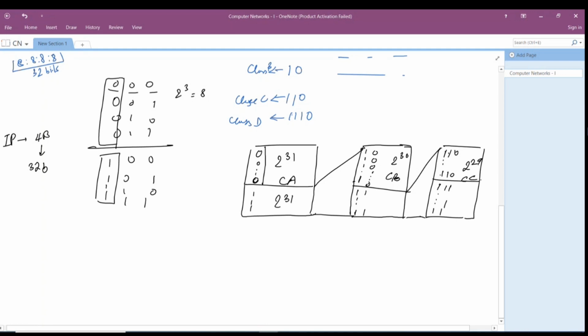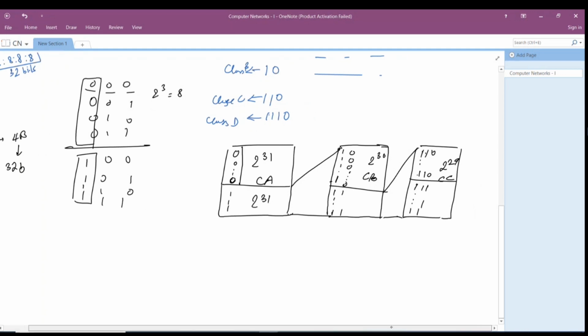And again, you can divide this into class D. So it will be having 1, 1, 1, right? And then 0, 2 to the power 28. And here we'll be having 2 to the power 28 and this will be 4 ones, right? 2 to the power 28. And this is class D. And this is known as class E. And after class E, we don't have divisions.